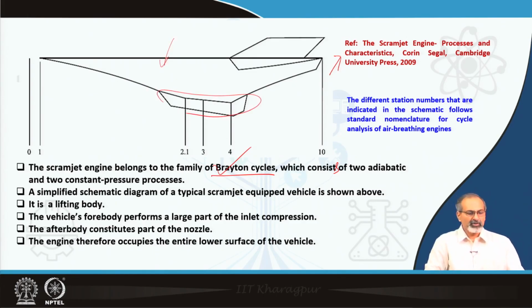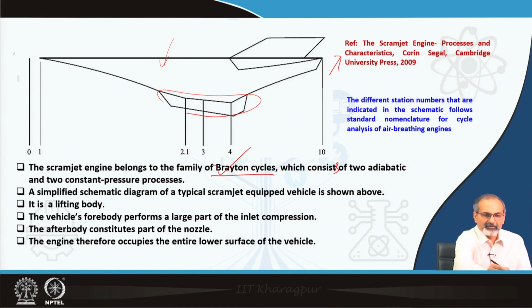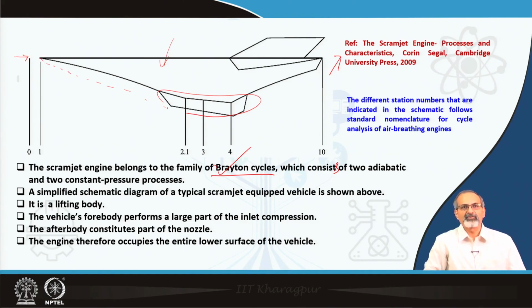We have looked at this aspect even in some earlier lecture when we were talking about trajectories. It is inevitably a lifting body from the kind of shape that we are talking about. It is not a kind of body which will have a ballistic kind of a journey. The vehicle's forebody performs a large part of the inlet compression. When the free stream reaches the body, there is essentially a compression wave, an oblique shock reaching all the way up to the engine cowl. This we have discussed in the context of shock-shock interactions too. The vehicle's forebody performs a large part of the compression through this process.